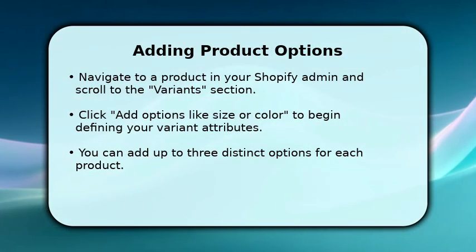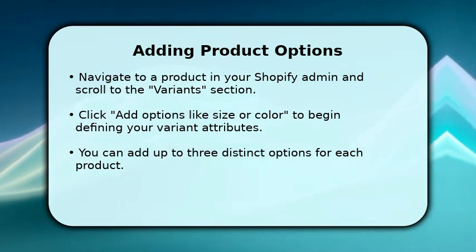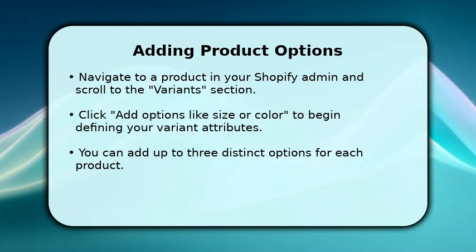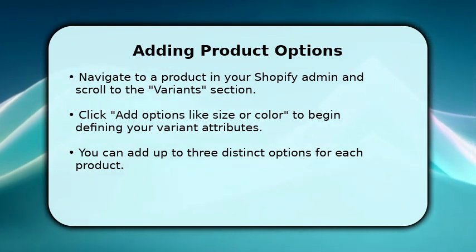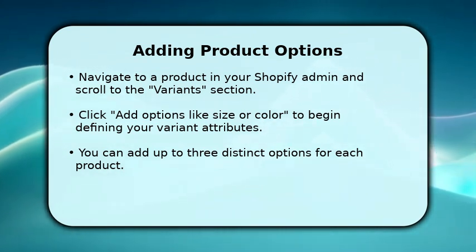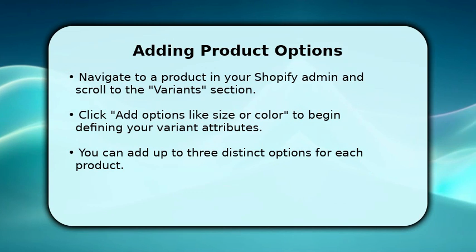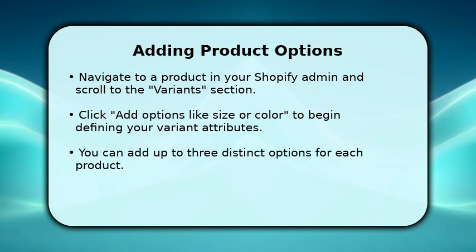To begin adding variants, first navigate to the specific product within your Shopify admin dashboard. Scroll down until you locate the variants section. Here, you will find a button labeled Add Options, like size or color. Clicking this button allows you to start defining the attributes for your product. Remember, Shopify allows you to add up to 3 distinct options for each individual product.